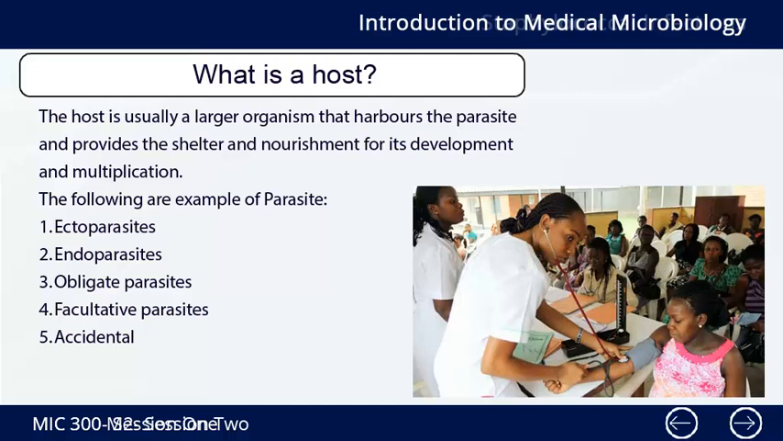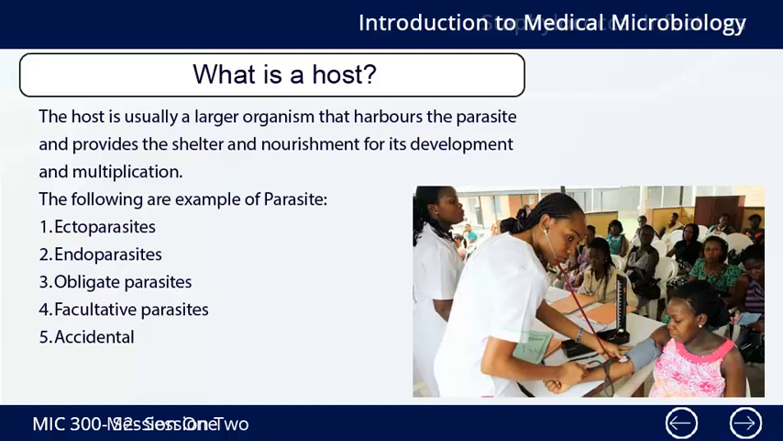Number 1, ectoparasites. These are the parasites that live on the surface of the host. Examples: lice, ticks, and fleas. Number 2, endoparasites. These are the parasites that live within the bodies of other organisms, e.g., worms and protozoans. Number 3, obligate parasites. These are parasites which must spend at least some of their life cycle in or on a host, e.g., Plasmodium, that is the malaria parasite, and Ascaris lumbricoides.